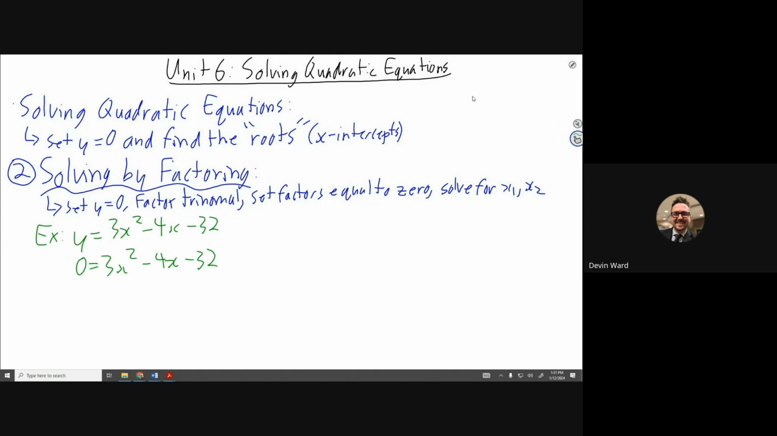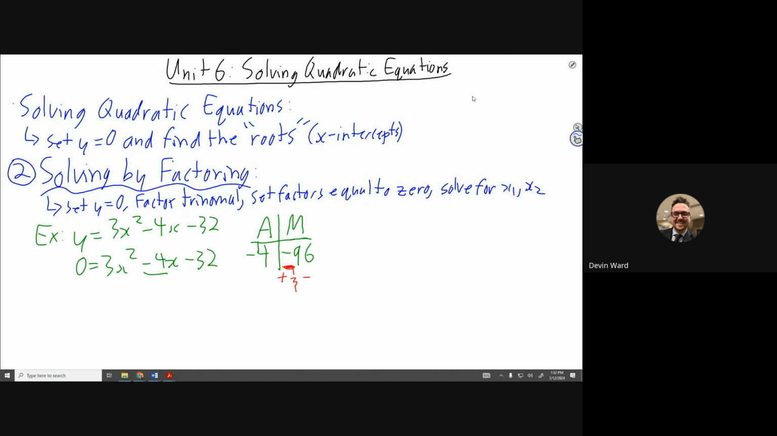Okay, now I have to factor this. Remember, when we're factoring, make an AM chart. The numbers have to add to -4. They have to multiply to 3 times negative 32, which is negative 96. So I need two numbers that add to -4 and multiply to negative 96. Whenever the multiplied number is negative, you have one positive and one negative number.